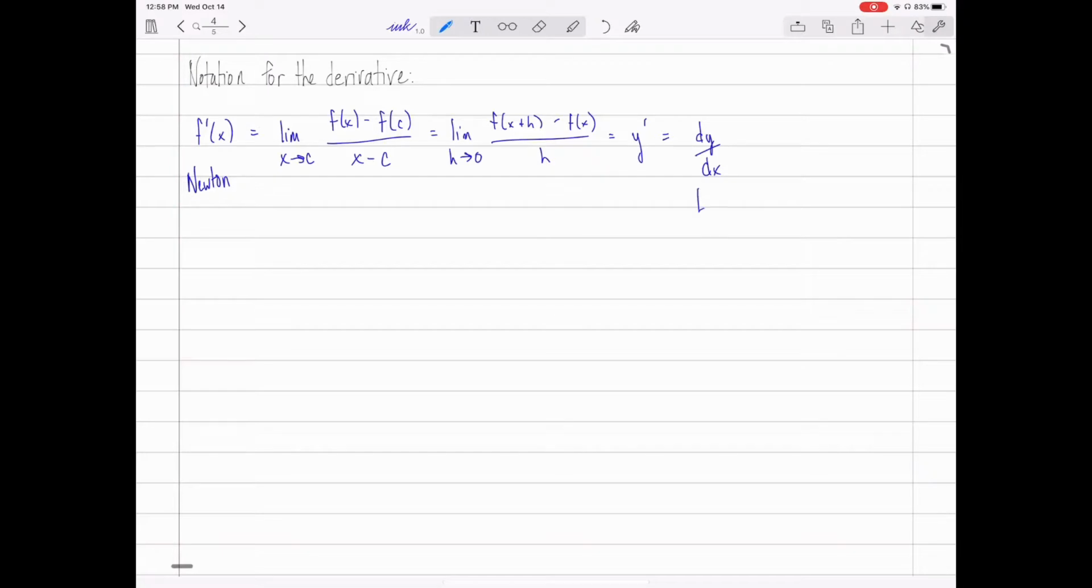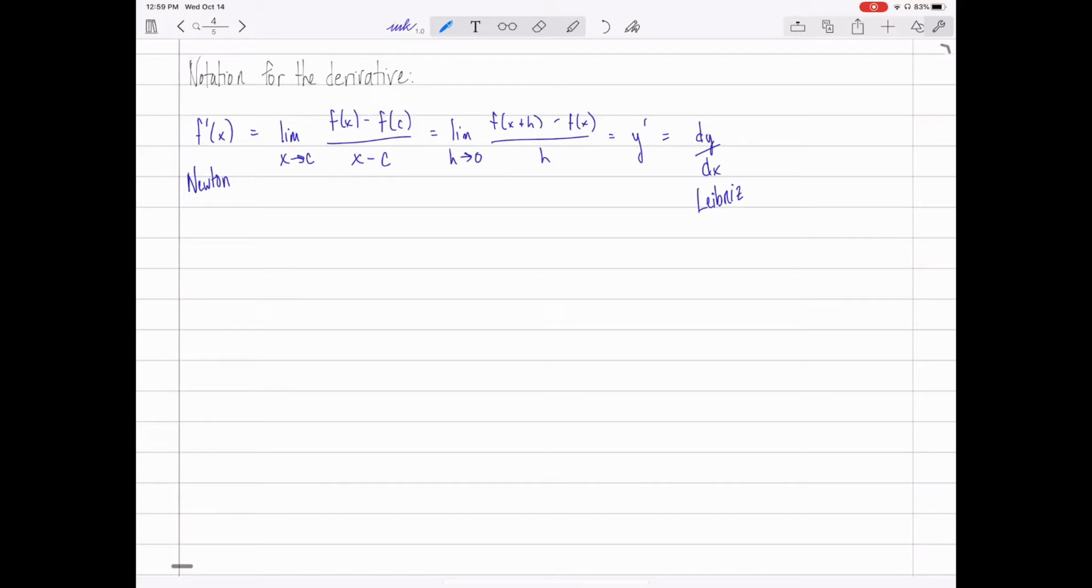And this one is from Leibniz. So calculus was developed by two people simultaneously. Neither of them knew the other was doing it, which is kind of amazing. And so those were Newton and Leibniz. So we have these two different notations which describe the same thing. And one's not better than the other. It's just depending on the scenario. Sometimes it's easier to use the dy dx. Sometimes it's easier to use f prime of x.